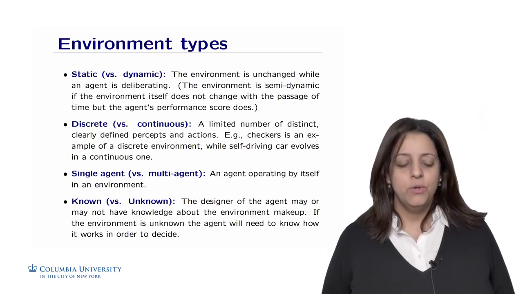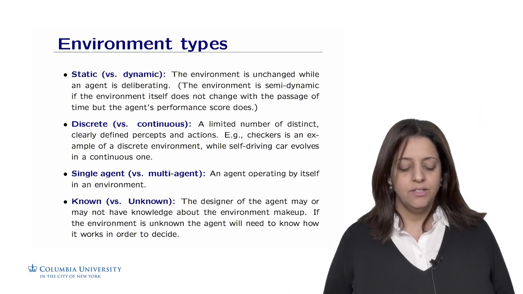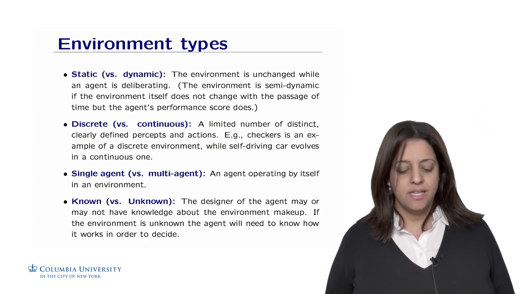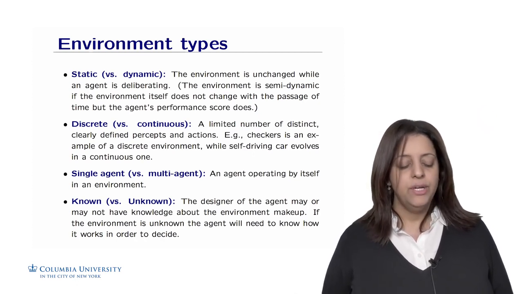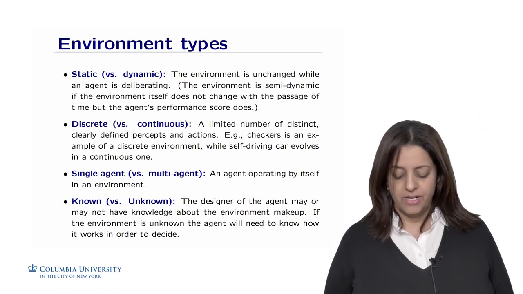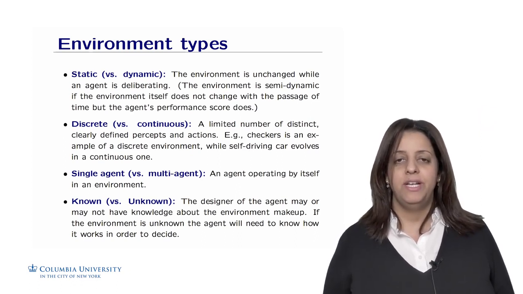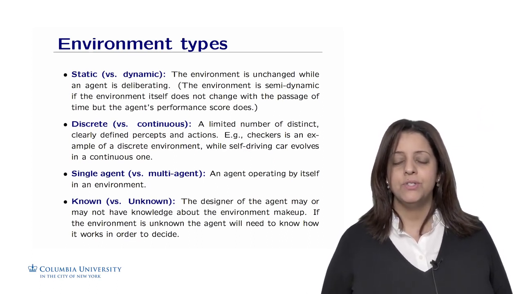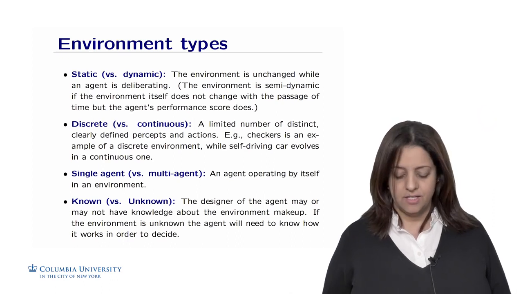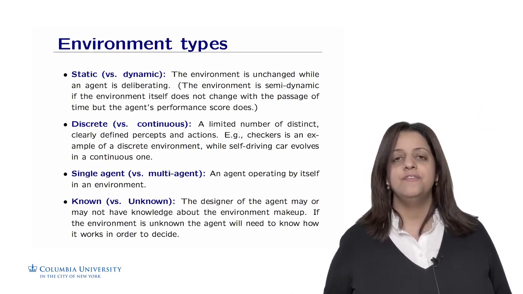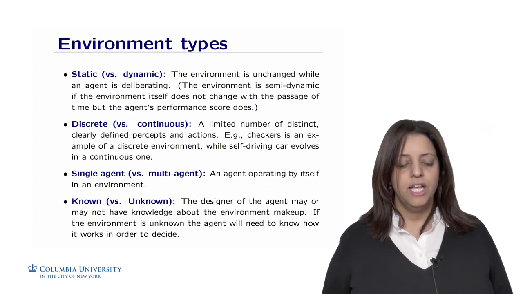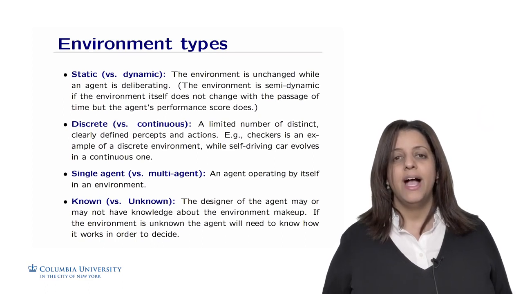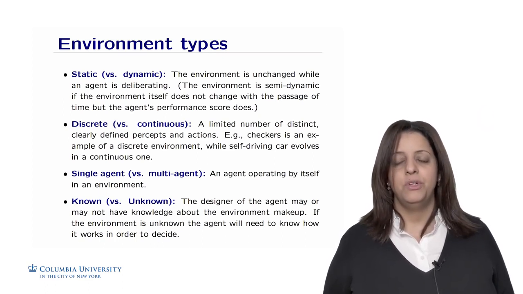And finally, known versus unknown, in which the designer of the agent may or may not have knowledge about the environment makeup. If the environment is unknown, then the agent will need to learn how it works in order to decide. This is, for example, the case of a Roomba that you place in a room. The designer of the Roomba does not know in which room the Roomba will be put, so the Roomba will be using different kinds of sensors, including an infrared wall sensor, to define the limits and the distance in the room. So if we don't know the room, the designer has to embed some intelligence in the agent in order to get familiar with the environment in which it will evolve.